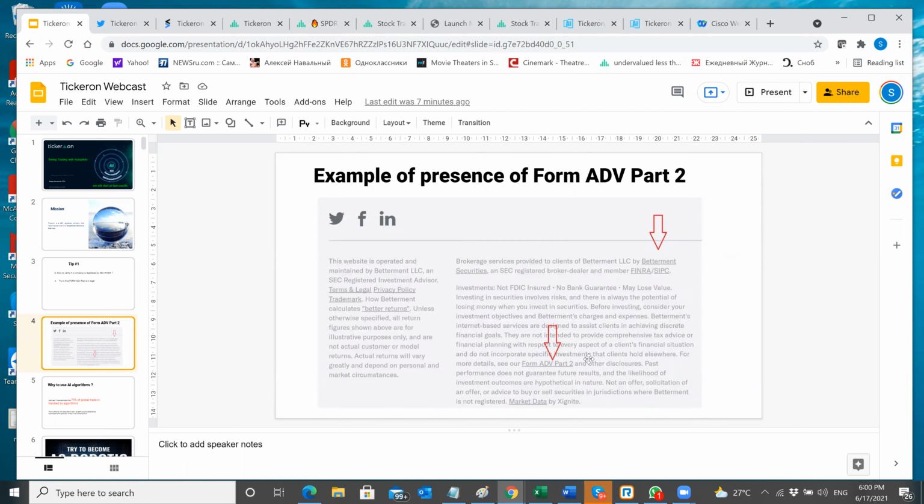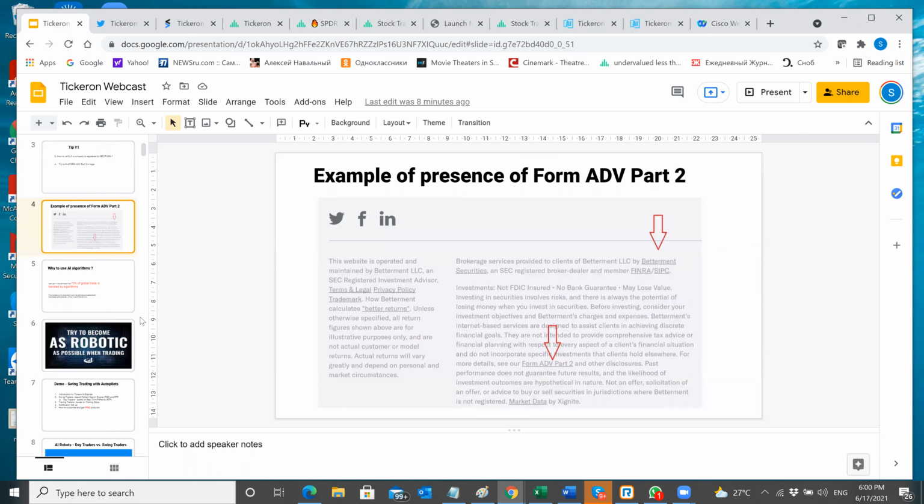You have to find the form ADV Part 2, and you can find this type of form on our website. That's where all the disclaimers are, okay?